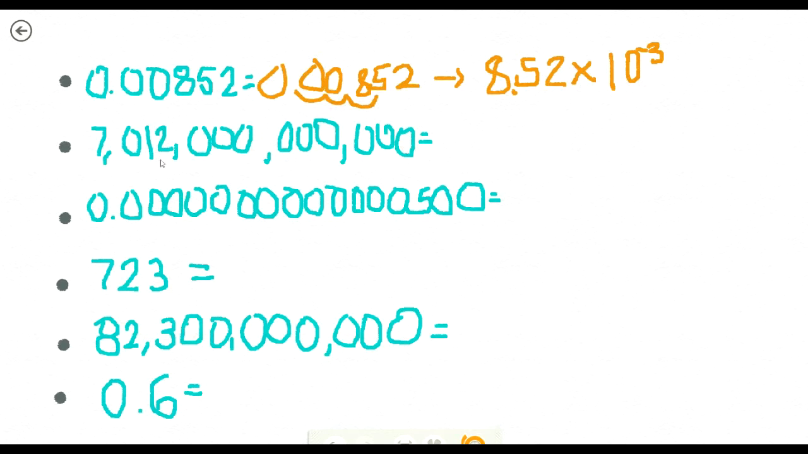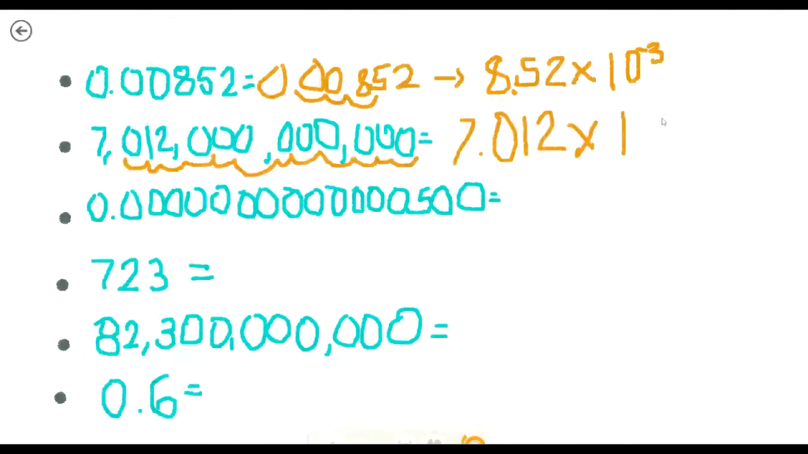Okay, let's try this. 7 trillion 12. Okay, 1, 2, 3, 4, 5, 6, 7, 8, 9, 10, 11. Wait, 11. Okay, 12. You moved it 12 places, so it's going to be 7.012 times 10 raised to 12. Sorry about that handwriting.